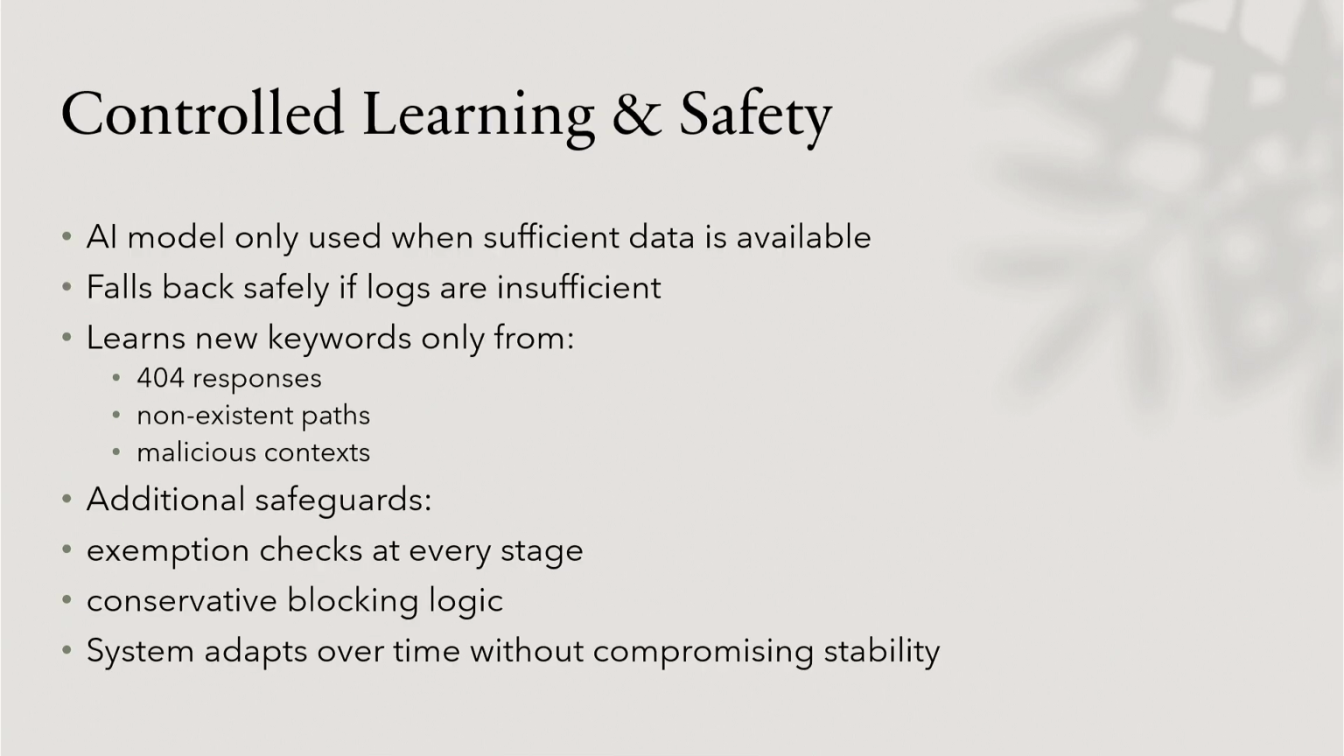So like I said, exemption applies at every stage. If you have an IP that you want to let through, it will make sure it always gets through, and that happens in every middleware. The idea is that it adapts over time without compromising stability. Now, unlike the other middleware, this one has to be trained every now and then, and I'll get through how often you have to train it to make sure that your model is up to date.